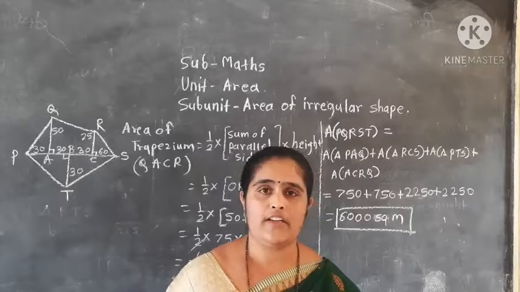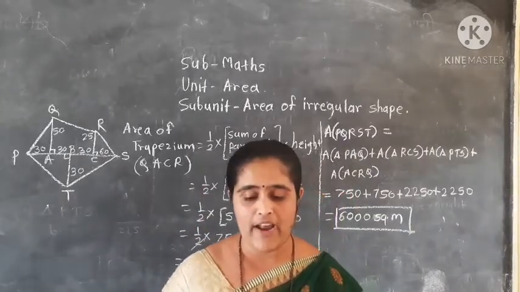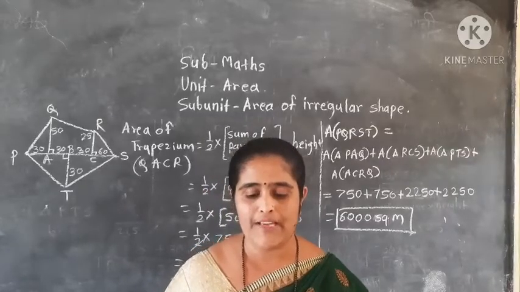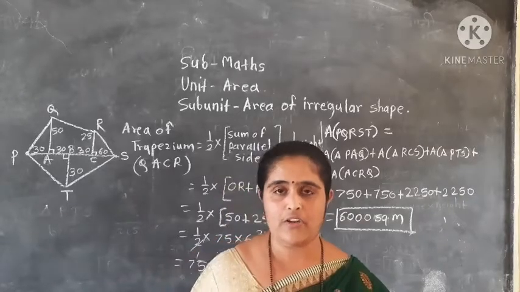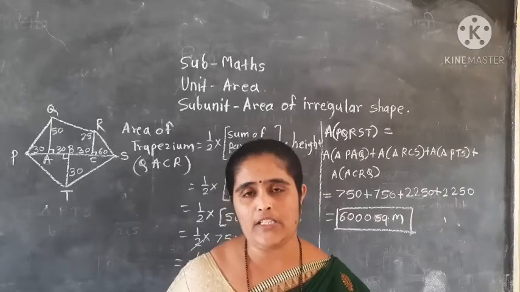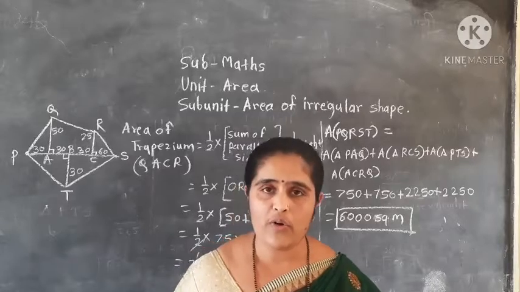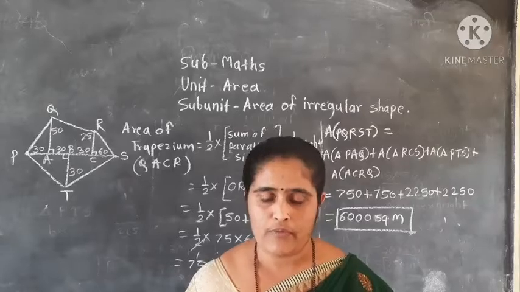Students, hope you understand this example. In that we have to first calculate area of triangle PTS. In that we first calculate the base of this triangle, PS is 30 plus 30 plus 30 plus 60, and the base is 150. BT is the height of this triangle and value of BT is 30. For calculating this, our final answer is 2250 meter.